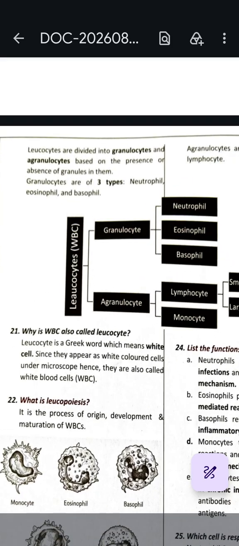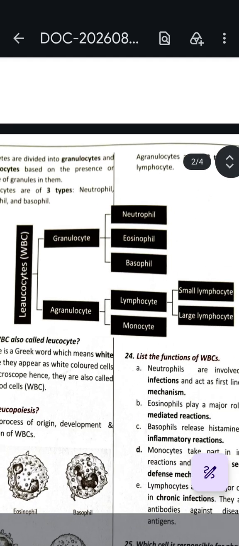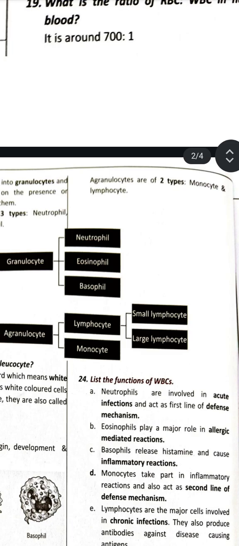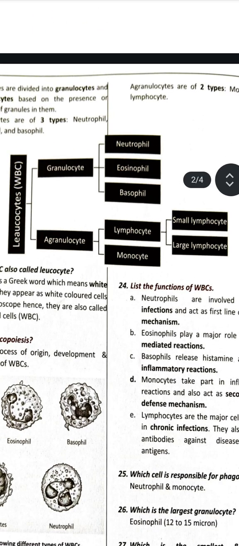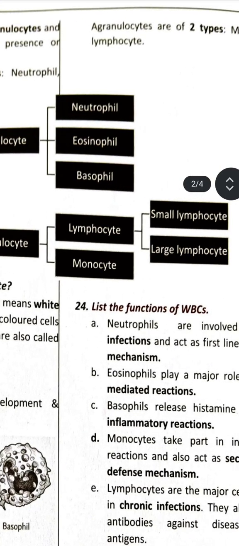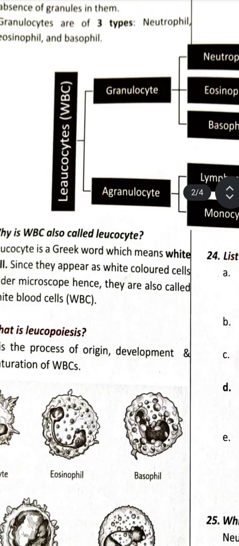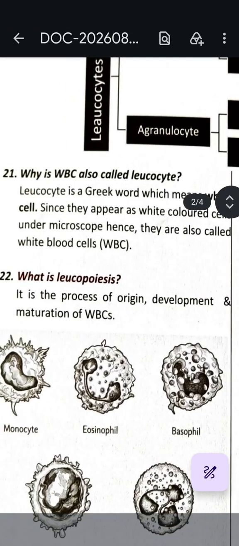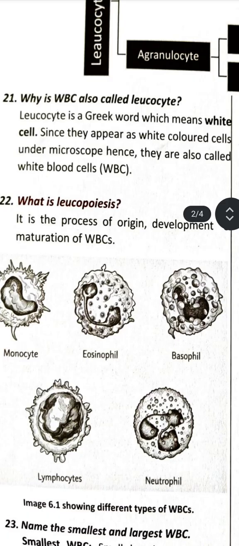Now, what is the ratio of RBC to WBC in human blood? It is around 700 to 1. Now, we have seen that the WBCs are divided into granulocytes and agranulocytes on the basis of the presence or absence of granules in them. So, granulocytes are of three types: neutrophils, eosinophils, and basophils. And agranulocytes are of two types: monocyte and lymphocyte. So, we know that lymphocyte is again of two types: small lymphocyte and large lymphocyte.